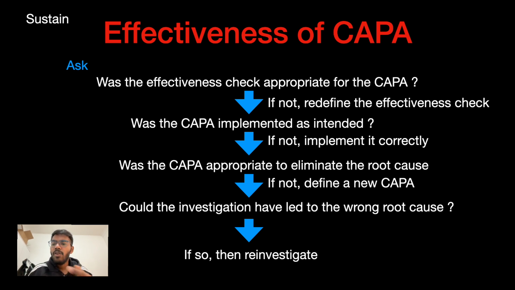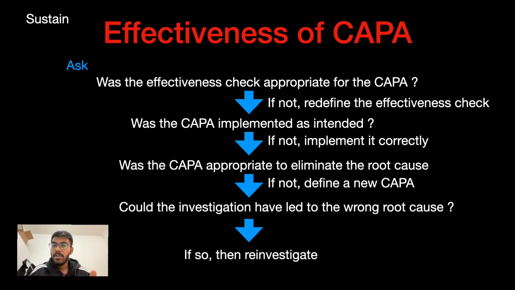And how do you find the action is not effective? If you find the root cause is occurring again, which means it's not being eliminated, it's not the actual root cause, so you go back. And then the second one is, was the CAPA implemented as intended? Because trust me, many times it can go wrong, because you write something on paper and the way it is being communicated and the way it is being implemented is completely different. So if not implemented correctly.